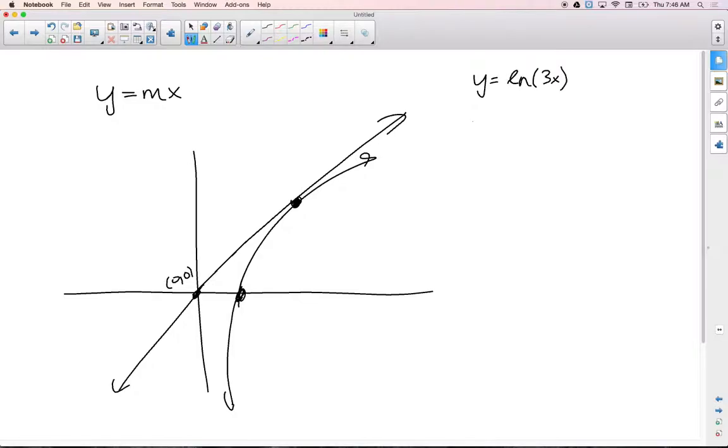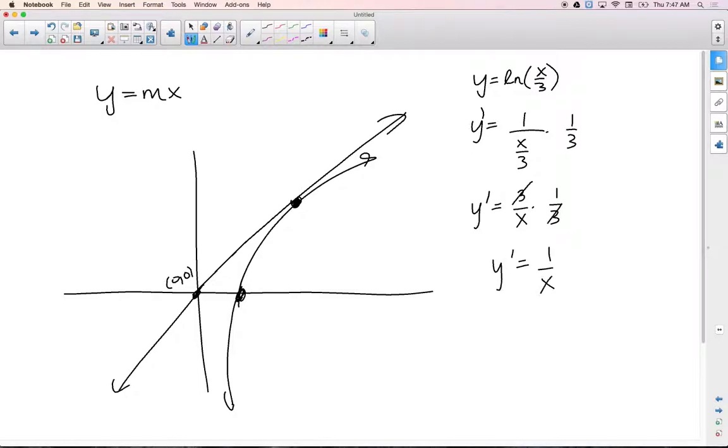Alright, so we're going to have y equals 1 over 3x times 3. It's x divided by 3. Oh, it's x divided by 3? Okay, so natural log of x divided by 3. So it's going to be 1 over x divided by 3 times what? Times 1/3, correct? Okay. So then y prime is going to equal, if I multiply by the reciprocal, 3 over x times 1/3. What happens to the 3's? Cancel, so we get y prime is equal to 1 over x again.